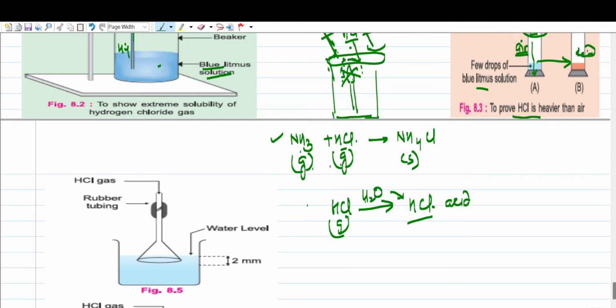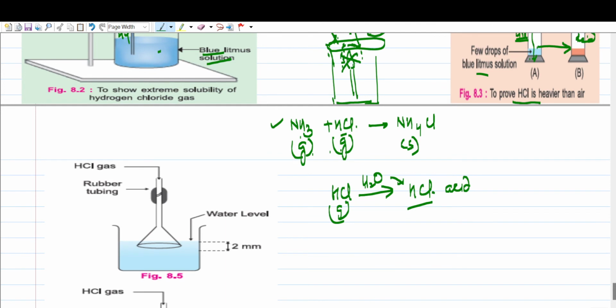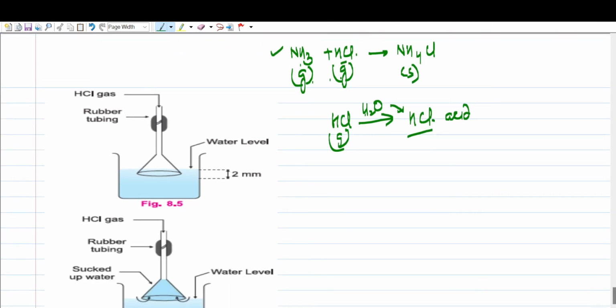Now when we try to dissolve, okay, suppose we do not take a funnel, we just take a glass tube, right? Through this tube we allow HCl gas to pass, and this is the water. Now understand what will happen. HCl gas is coming here. Now this gas over here with the water, it is going to dissolve, and this will get, right, choked.